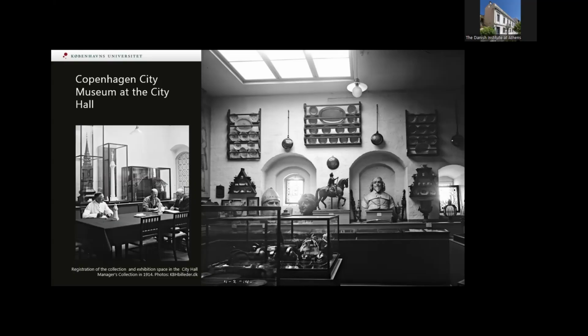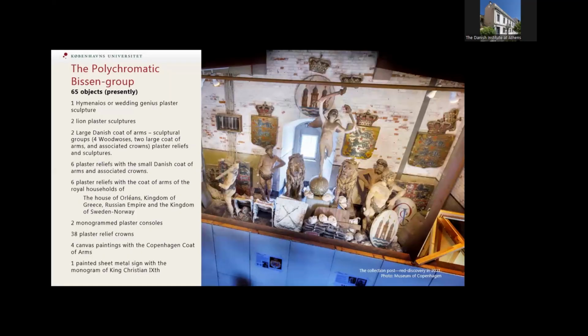So the group as it currently stands consists of 65 objects: 3 plaster sculptures and 2 sculptural groups in the round, 2 plaster consoles, 53 plaster reliefs ranging from coats of arms to crowns, as you can see, and 4 canvas paintings, like this one, and a sheet metal sign, which you can't really see in this picture.